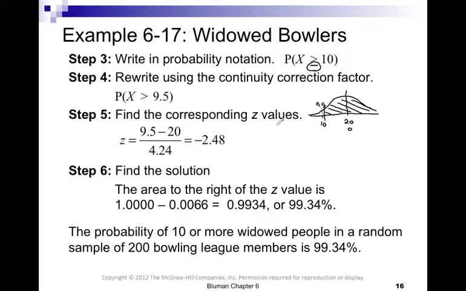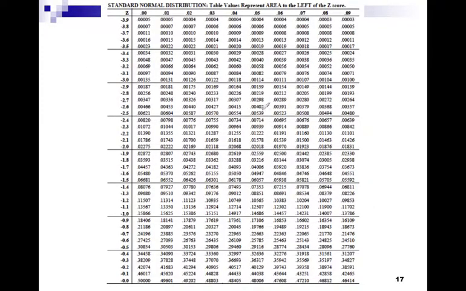We find the z value, just one this time, and that's negative 2.48, 9.5 minus 20 over the standard deviation. So we know we're going to get the area to the left of it. What the table gives us will be to the left, so we're going to have to subtract it from 1 to get this information. So what we find is negative 2.48 here, 0.00657.